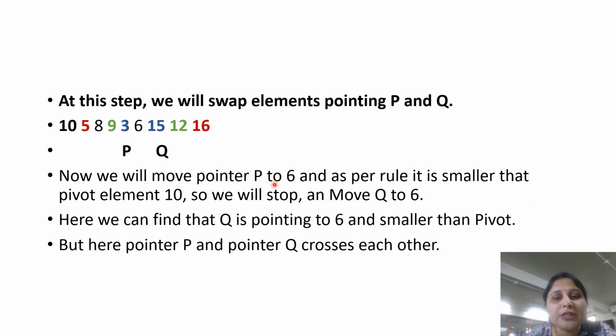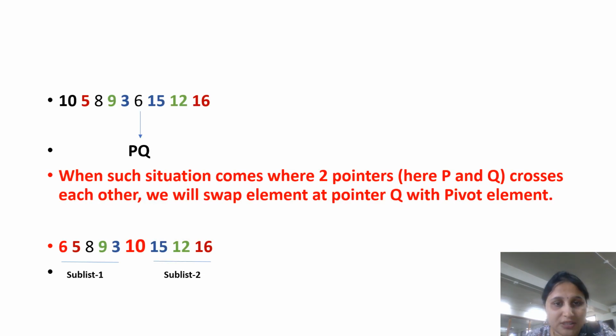Now we will move pointer P to 6, but as per the rule it is smaller than the pivot element 10, so we will stop. Now move Q to 6. Here we can find that Q is pointing to 6, which is smaller than the pivot, but P and Q are crossing each other. Now see students, this is a tricky case. Here P and Q both are pointing at 6 and they have crossed each other.